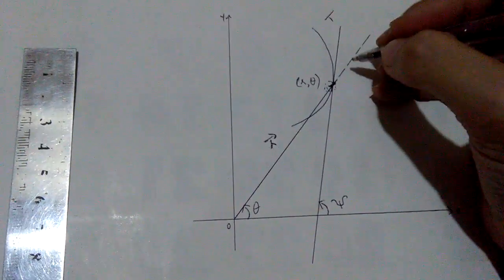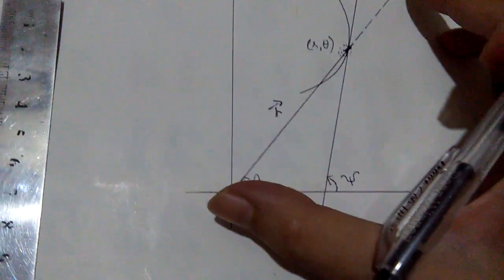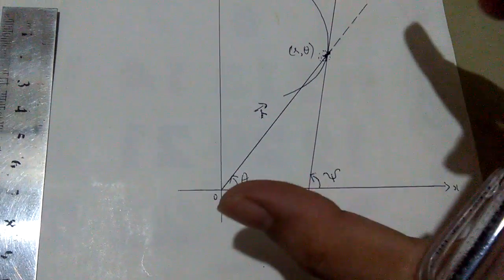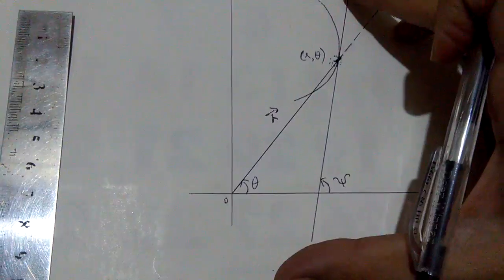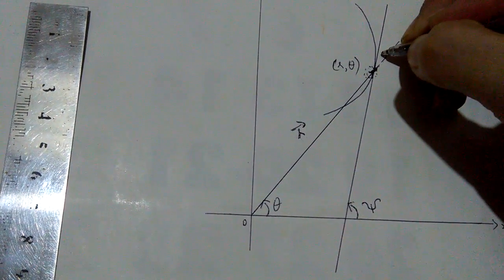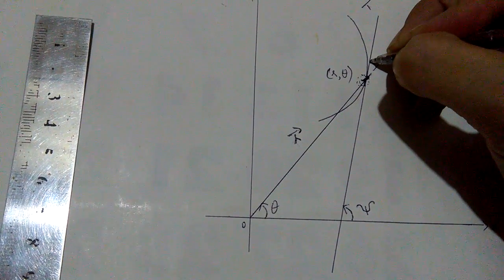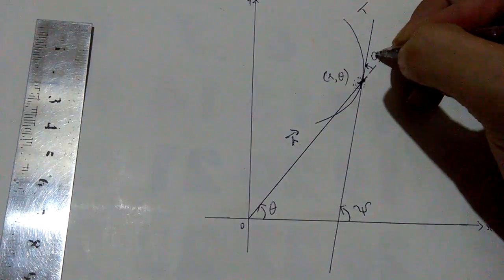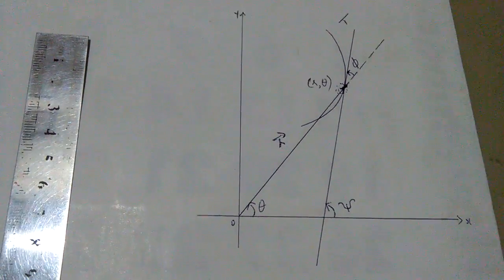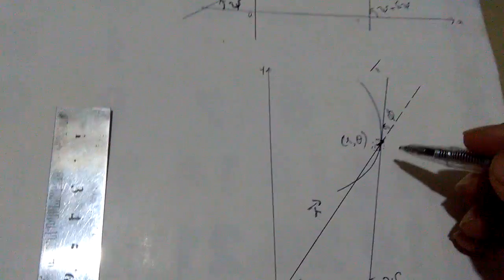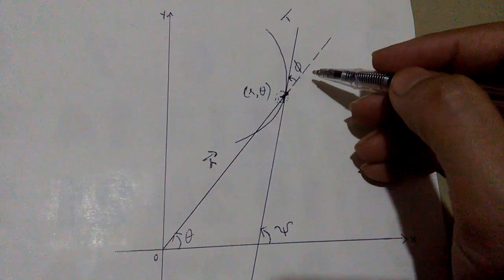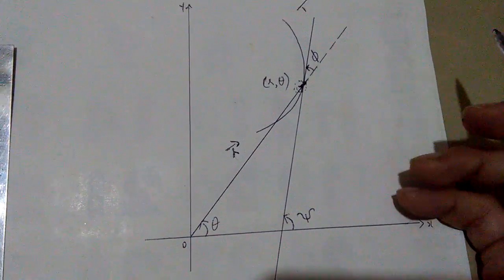Okay, and the angle between the radial vector, or the radial segment, and the tangent line, I just call it phi. I just represent that angle with a Greek letter phi, just like this. Okay, so now the next step is this.